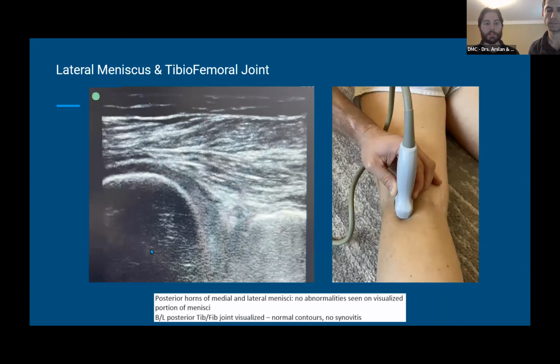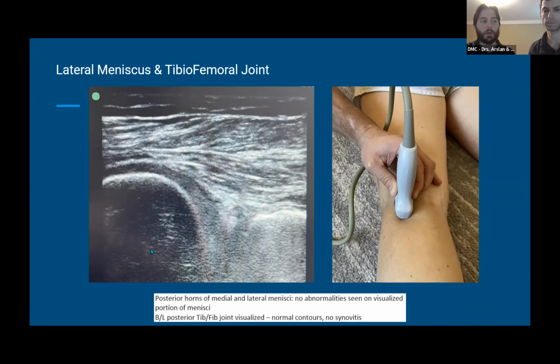After visualizing the PCL, we continue the probe in a long axis view, moving laterally to identify the posterior horn of the lateral meniscus. This is very similar to our evaluation of the medial meniscus. We're looking for a hyperechoic triangle between the lateral femoral condyle and lateral tibial plateau, looking for any defect.